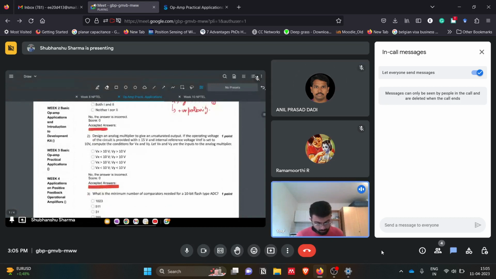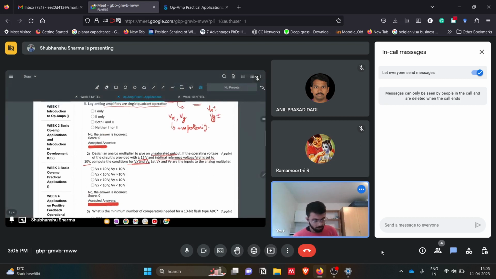The second question is: design an analog multiplier to give an unsaturated output if the operating voltage of the circuit is provided with plus minus 15 volts. So we are giving a supply of plus minus 15 volt and the internal reference voltage Vref is set to 10 volts. Compute the conditions for Vx and Vy. Let Vx and Vy be the inputs to the analog multiplier. So we have Vx Vy by V reference equals V output.